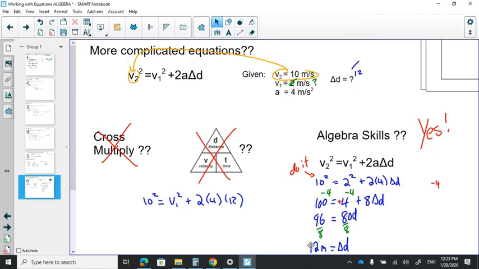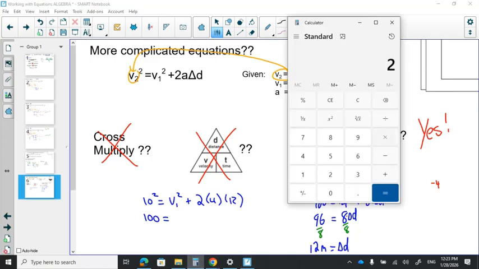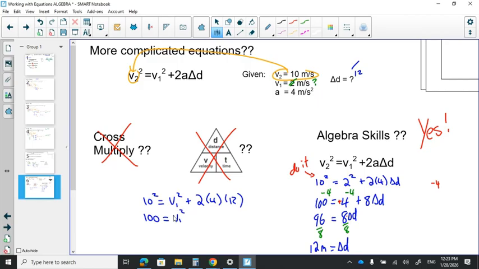So what would we do? Well, there's a 10 squared waiting to be done there. There's a 2 times 4 times 12. So again, 2 times 4 times 12 gives me 96. So v squared plus 96. And then you'd say, oh, well, there's a 96 there that I got to get rid of, so I'm going to subtract the 96 from both sides. You get the number here of 4. So 4 equals v1 squared.